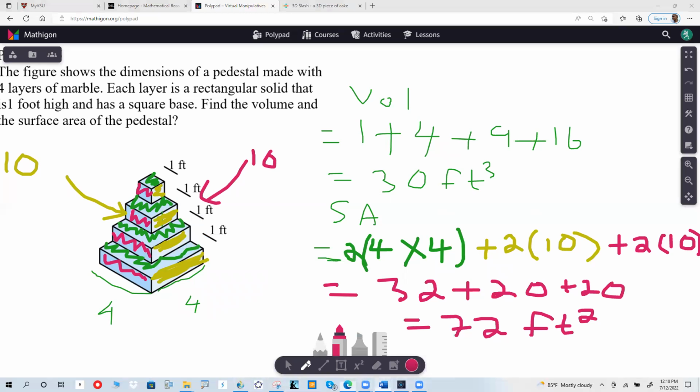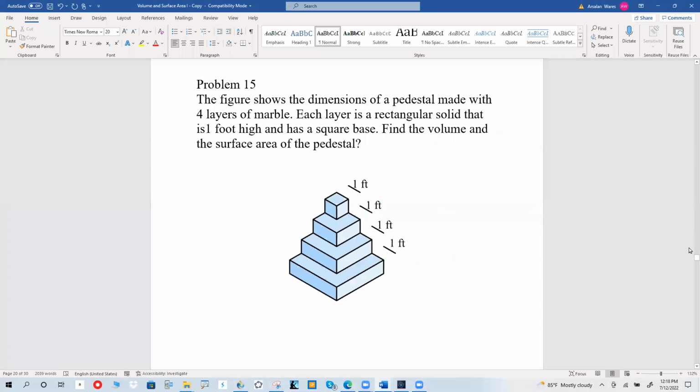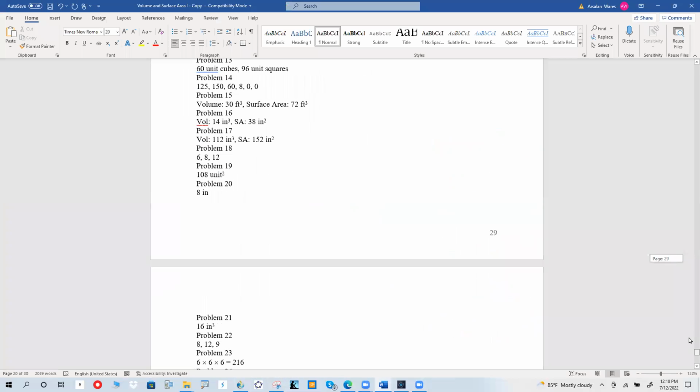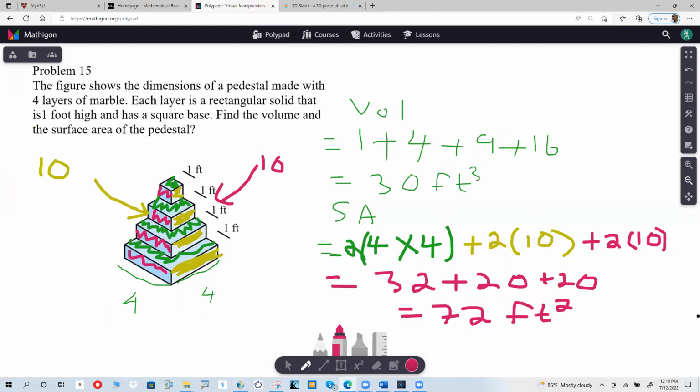Let me check my answer, okay? Yeah, that sounds about right. 30 and 72, I didn't mess up too bad. So here is that one. This is the last one we're going to do, up to 15 from this packet, with the one I skipped, I won't give you. Other than that, any questions from anyone?